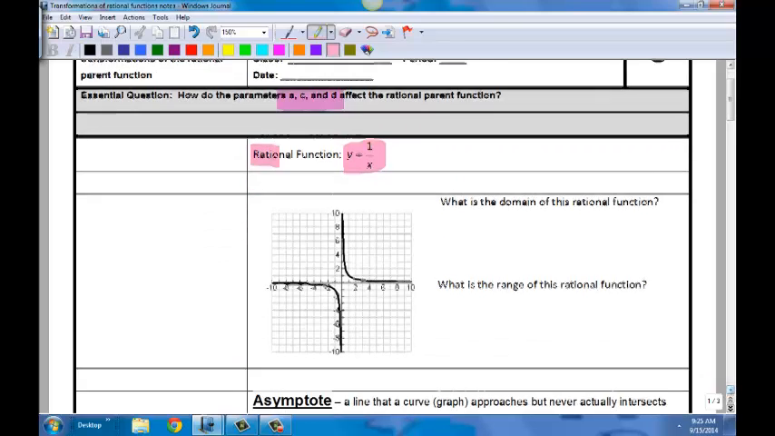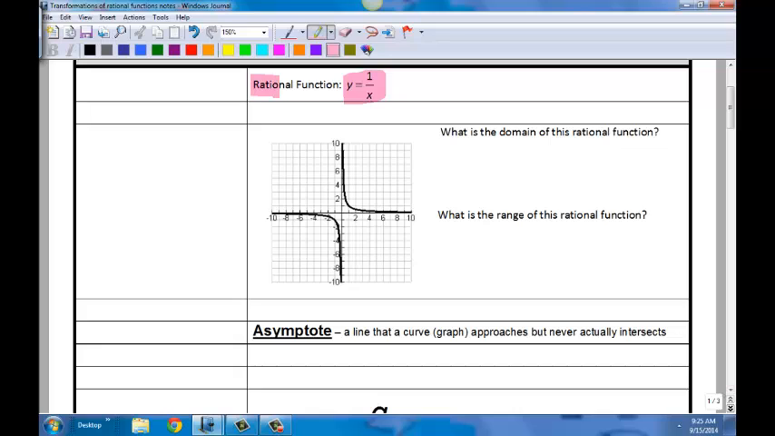Pretty awesome. Anyway, you guys remember the rational parent function looks like this guy right here. It's the one that's broken into two pieces because it has those asymptotes that run through the middle of it. If you recall from when we talked about exponentials, asymptotes are those invisible lines that the graph gets really, really close to but never actually touches.